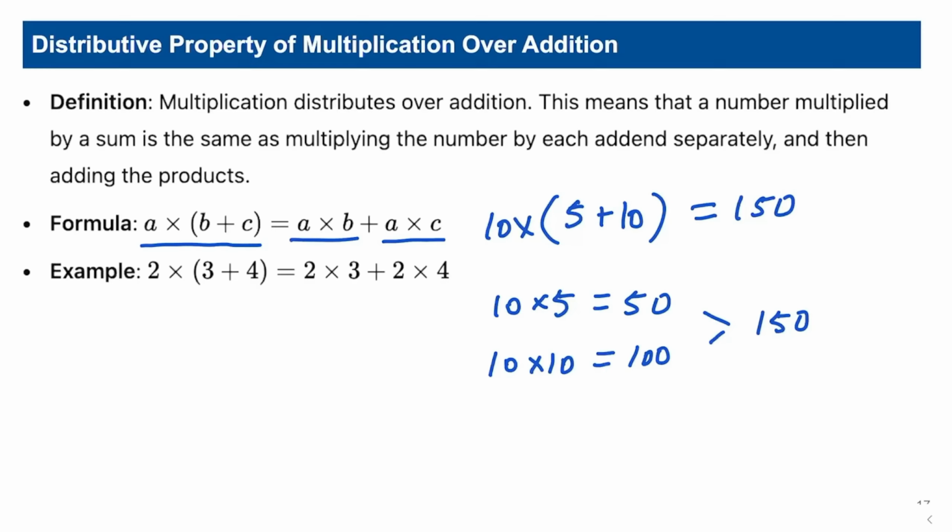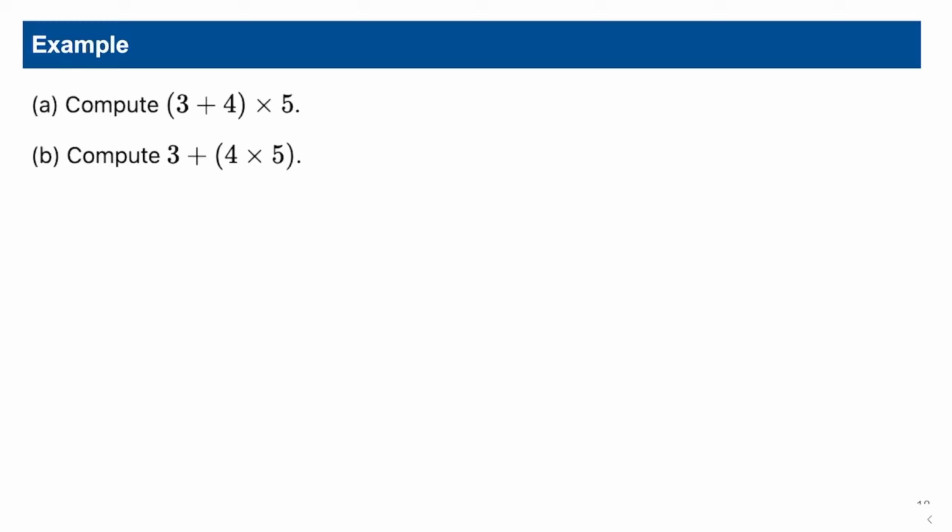Here is another example. 2 times (3 plus 4) is 2 times 7, which is 14. 2 times 3 is 6. 2 times 4 is 8. 6 plus 8 is 14. Now let's see some examples. (3 plus 4) times 5, and this is 7 times 5, which is 35. Now this is a totally different thing. We first calculate 4 times 5, which is 20. Then add 3, gives us 23.